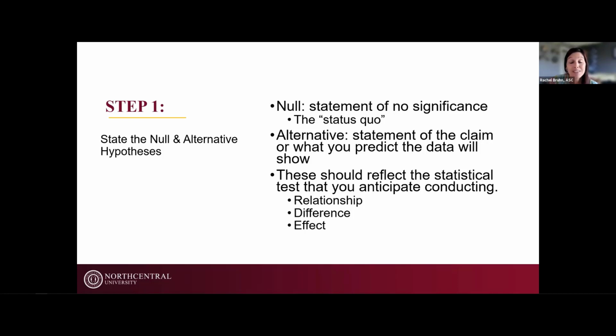And this could be something as basic as there is a relationship, there is a difference, there is an effect. Or it could be more specific, like there's a positive relationship, this group is larger than this group, things like that. So it could be specific or it could be general. And I'm going to touch on that in just a little bit when I talk about alpha and one-tailed versus two-tailed tests. So first step, we're stating our null and alternative hypotheses.